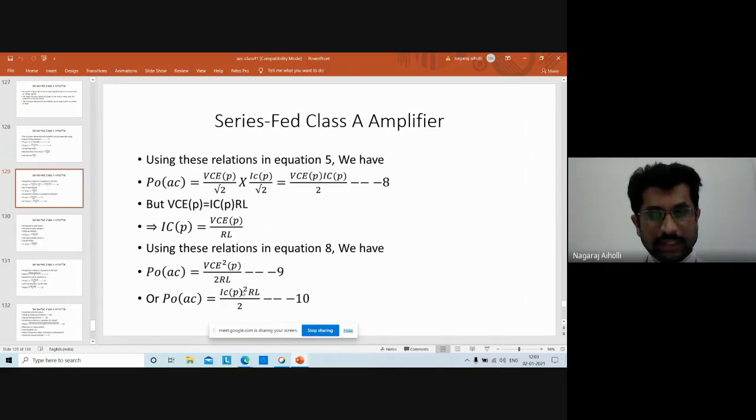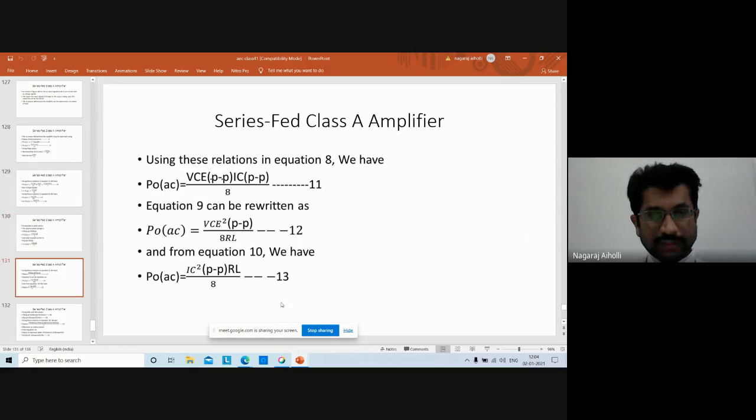Correct? Because IC peak is IC peak to peak divided by 2. So IC peak to peak divided by 2 square it. It will become IC peak to peak square divided by 4 into RL divided by 2. So it will be IC peak to peak square into RL divided by 8. Correct? That is the equation mentioned here. P naught AC is equal to IC square peak to peak into RL divided by 8. Number it as equation 13. Okay.